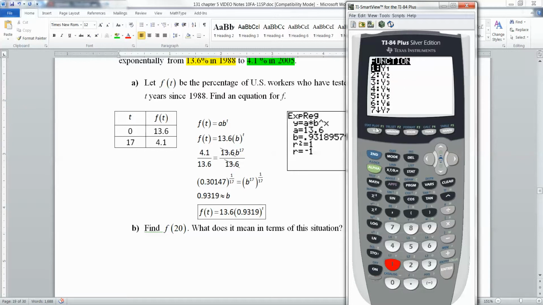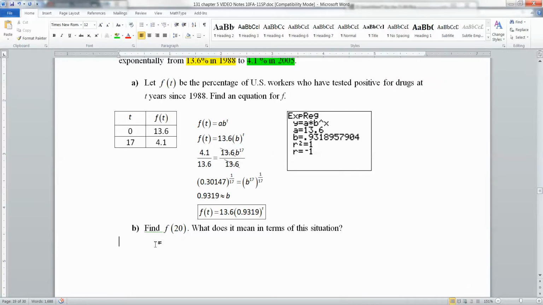Usually it's number 1. All right, so why did I do that? Well, because then it has my lovely equation with 13.6 and all that jazz. It has it right in there. So if I go to my table, I can see what happens when x is 20 really simply. I mean, it's either that or you can type it yourself. So it looks like it's 3.318 right there. Or you could do it this way. You could say 13.6 times 0.9319 to the 20. Like that.